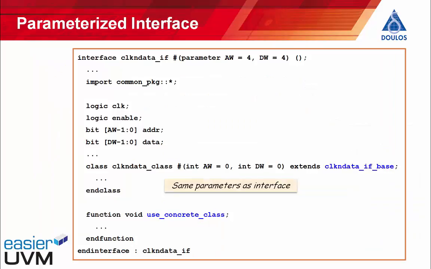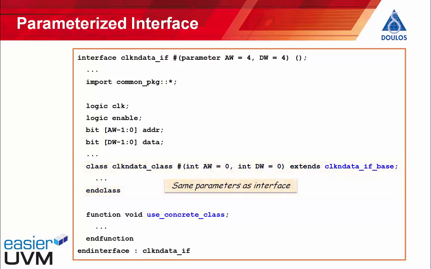Now let's take a look at the parameterized interface itself and the actual parameterized class definition. Without losing any generality, we've got an interface with two parameters, an address width and a data width. We've then used the address width and the data width within the ranges of the address bus and the data bus within the interface, and then nested within the interface, such that they have access to the variables within the interface, we have the full definition of the concrete class, clock and data class.